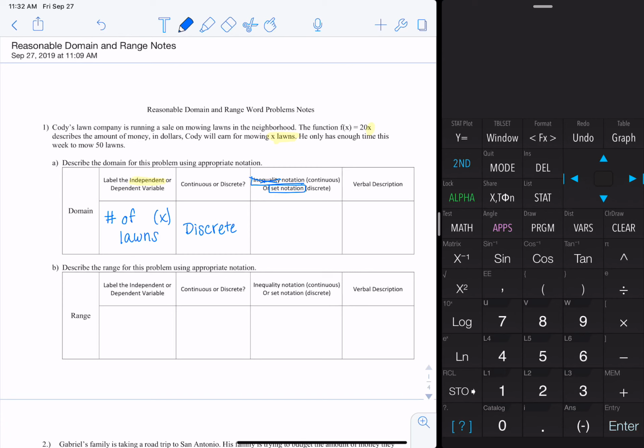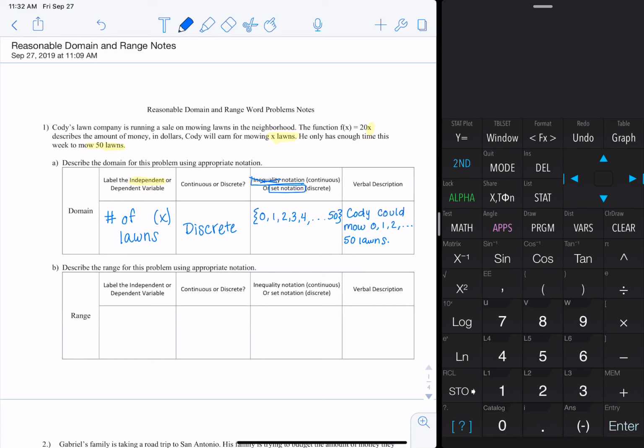That means we're going to list all of the options that he can mow. So the number of lawns he can mow, it says he can mow up to 50. So Cody could choose to mow 0 lawns or 1 lawn or 2 or 3 or 4, or he could follow in that pattern until he hits 50 lawns for the week. That's our domain. The verbal description is that Cody could mow 0, 1, 2, or so on to 50 lawns.